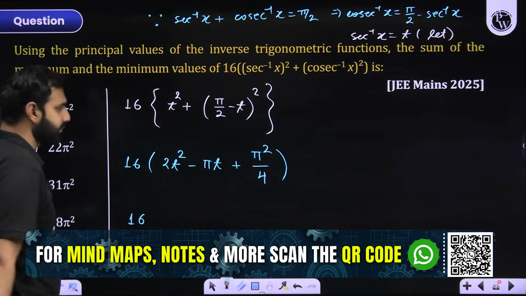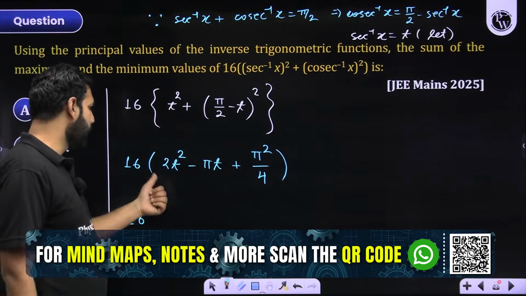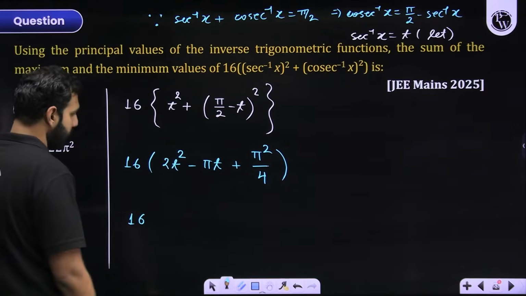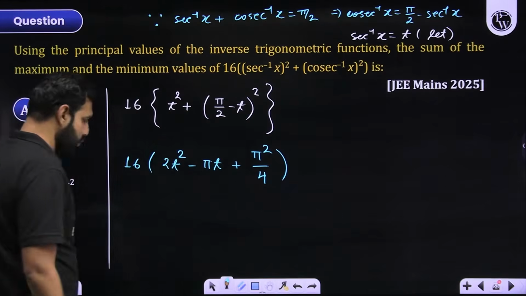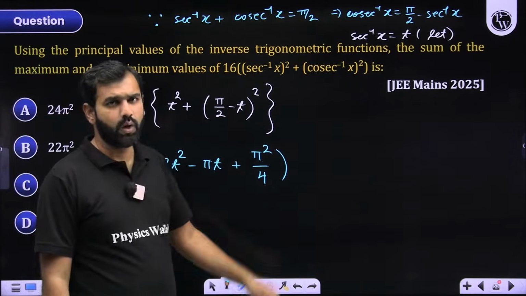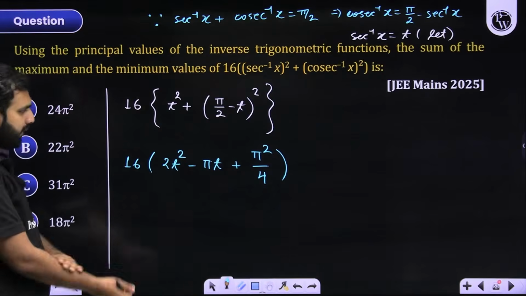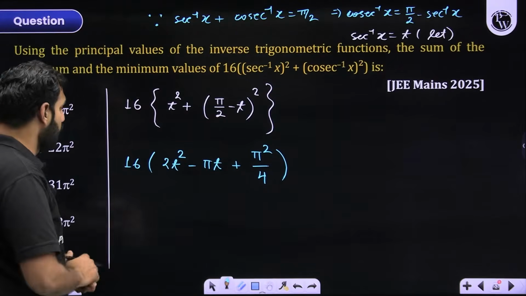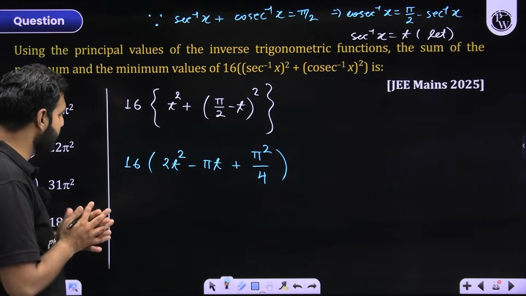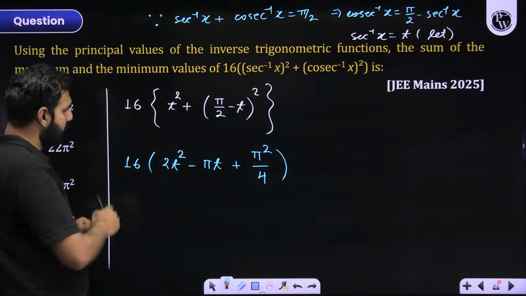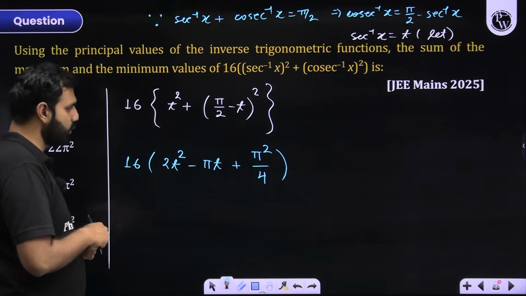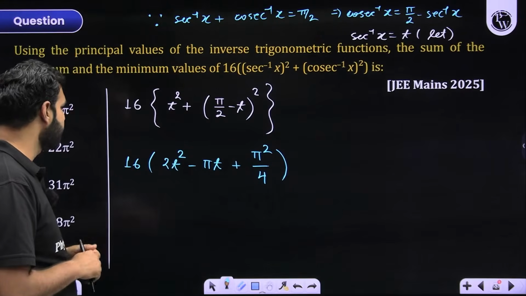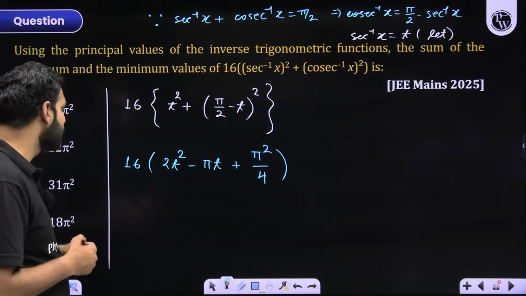16, right? Let me take this 2 common from here. When I take this 2 common, I get 32 outside. So you have two choices. Either you push this 16 inside, which may unnecessarily complicate it, or you make it simpler and easier. Let me think what is better: pushing this 16 inside or taking this 2 common. Both are absolutely fine.